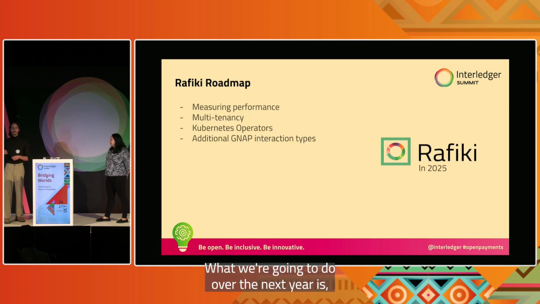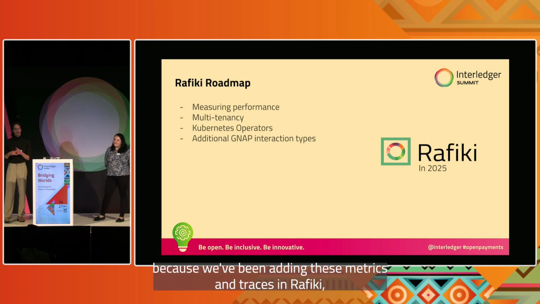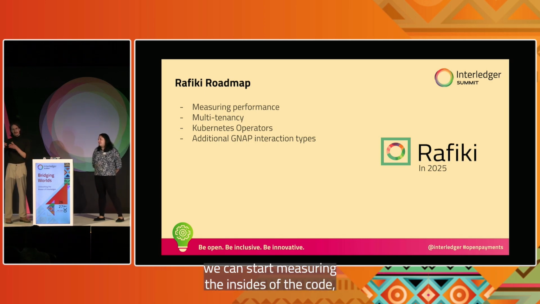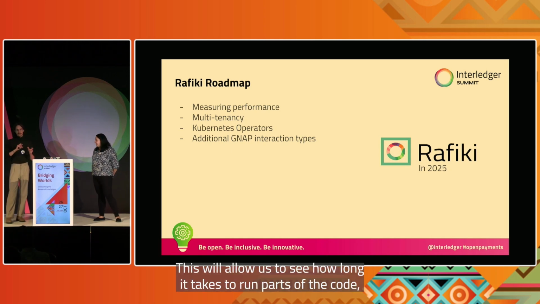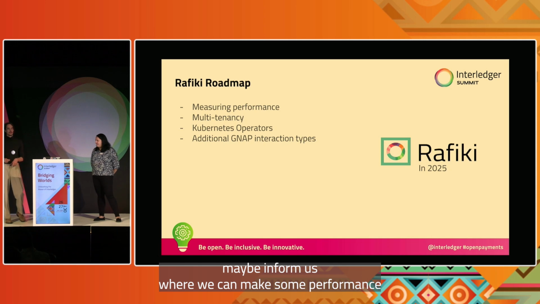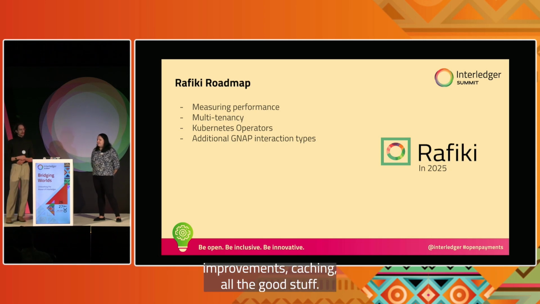What we're going to do over the next year is, because we've been adding these metrics and traces in Rafiki, we can start measuring the insides of the code, what's actually happening. This will allow us to see how long it takes to run parts of the code, and maybe inform us where we can make some performance improvements, caching, all the good stuff.